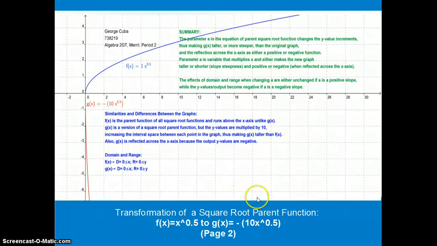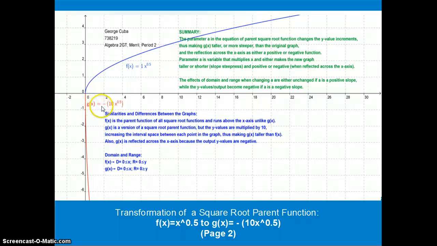Now we've got the square root parent function, which is f of x equal to the square root of x, or x to the power of 0.5. If you put 2 on opposite sides of the x-axis, then it looks like a sideways parabola. Alright, well let's go back to the subject.